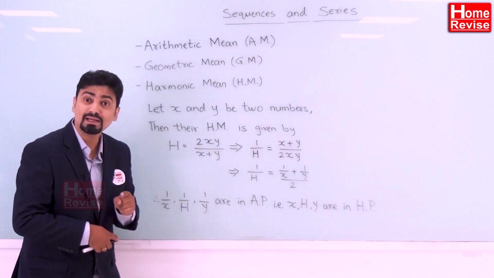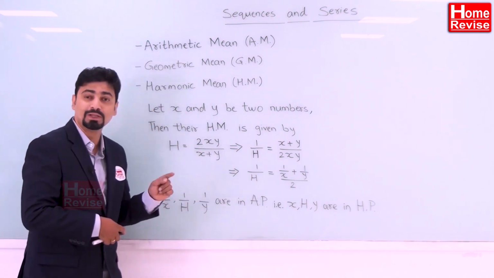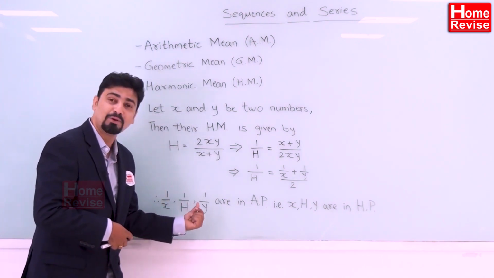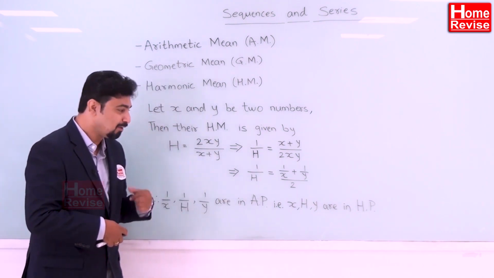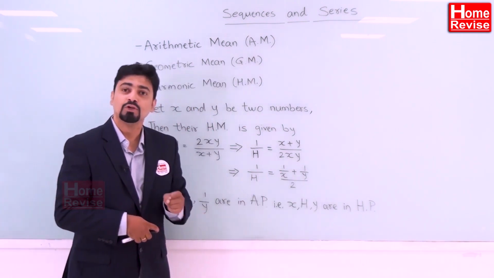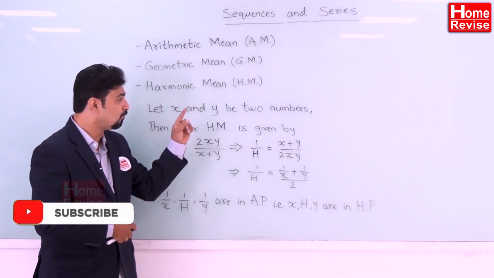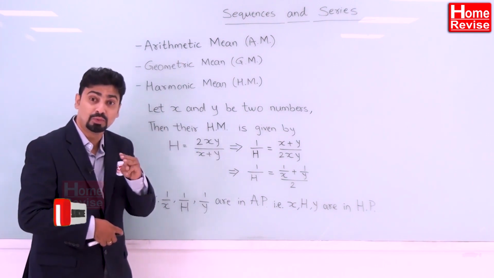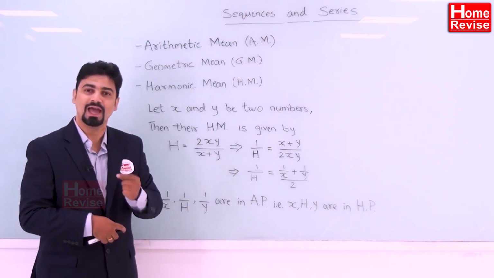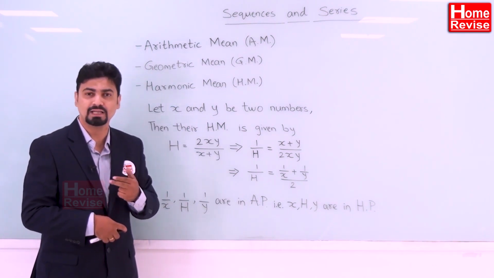We also know that if the reciprocals of 3 numbers are in AP, then the original numbers will be in HP. So I have reciprocal of x, reciprocal of h and reciprocal of y are in AP. Therefore, I can say that x, h, y are in HP. So if I sum this up, if the harmonic mean of 2 numbers x and y is h, then the 3 numbers x, h and y will be in harmonic progression or HP. So these were the 3 most important means, that is AM, GM and HM.